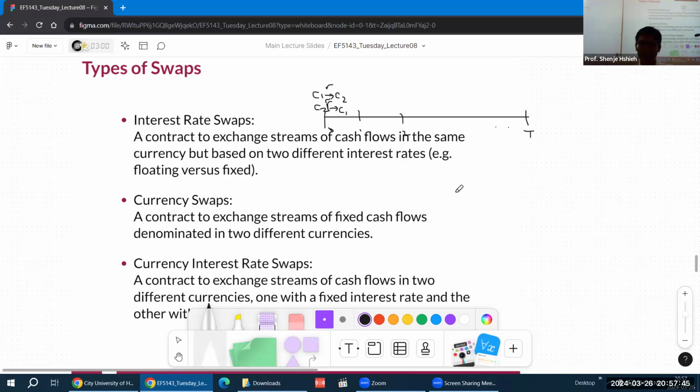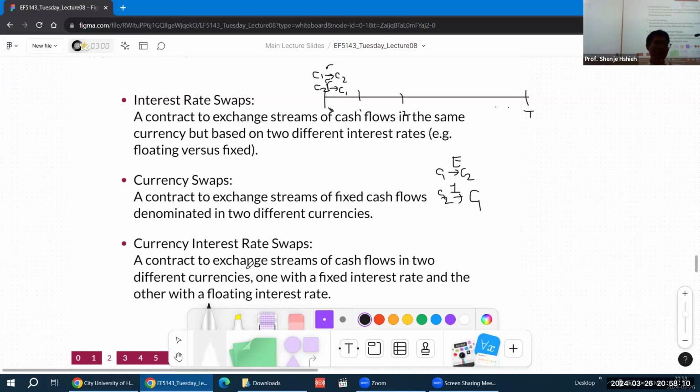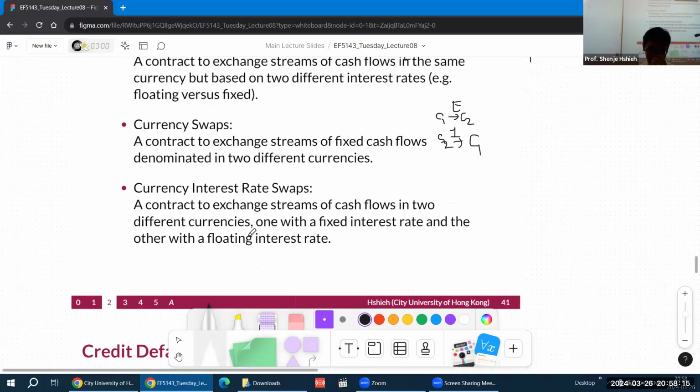Currency swap is not R, it's actually an exchange rate. C1 gives C2 E, and C2 gives C1 one unit of the foreign currency. That's what a currency swap is. And then currency plus interest rate, we won't touch it. It's a little bit too complicated.